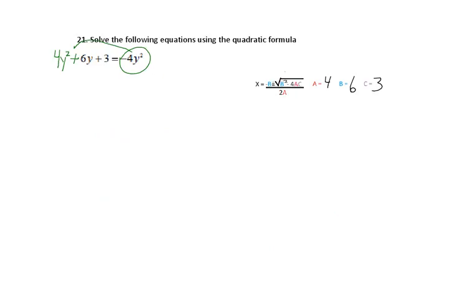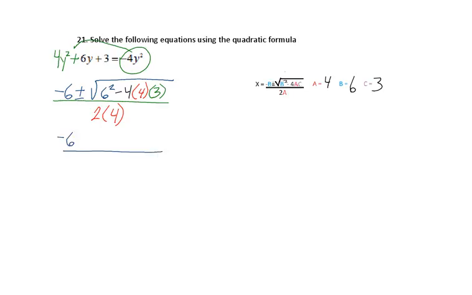So we're going to have negative 6 plus minus square root of 6 squared minus 4 times 4 times 3, and then all of that over 2 times 4. So you still got negative 6, and the bottom is still 8, but we're going to work the inside. 6 squared is 36. 4 times 4 is 16, times 3 is 48. If you subtract this, you end up getting negative 12.